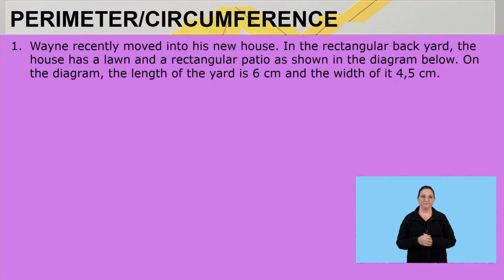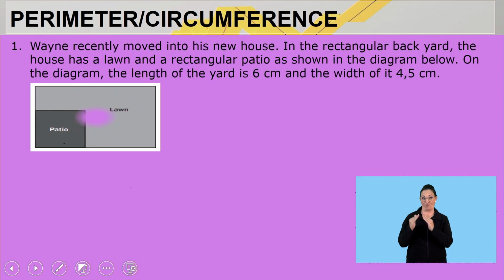Let us now take our information and put it into practice. Okay, so let's look at our first question. Question number 1 says that Wayne recently moved into his new house. In the rectangular backyard, the house has a lawn and a rectangular patio as shown in the diagram below. There we can see the backyard, the patio, as well as the lawn.